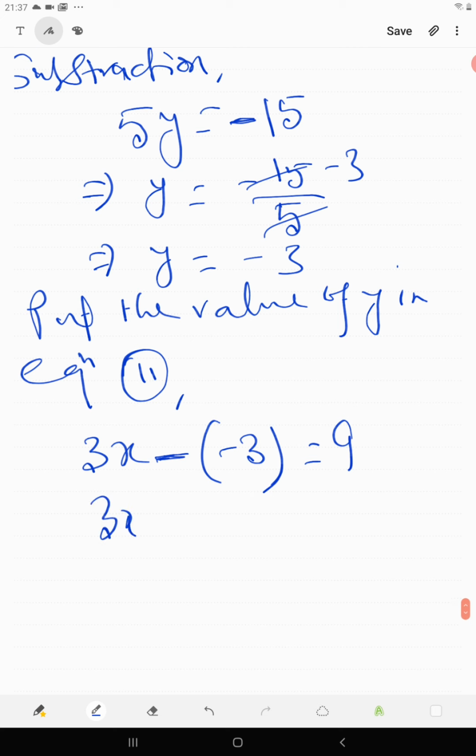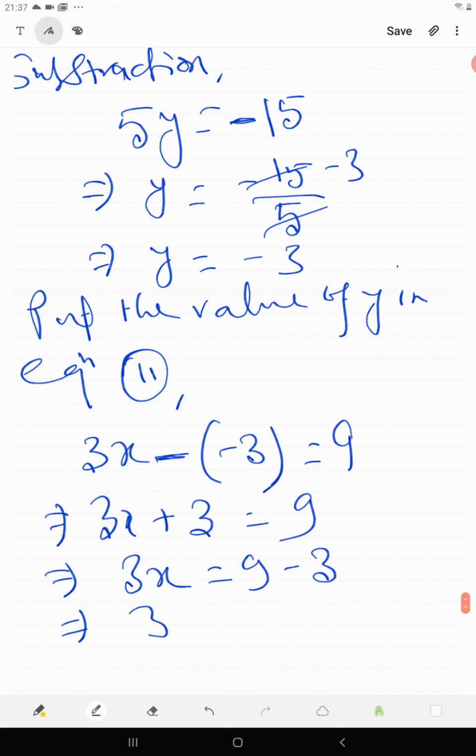So 3x plus 3 equals 9. Then 3 we will take towards the right. It will become minus. So 3x equals 9 minus 3. So it will give 3x equals 6.